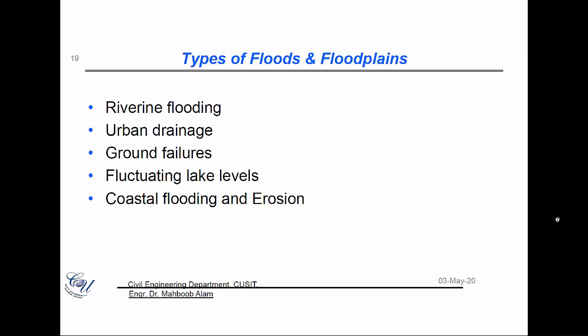Now, it's important to understand the types of floods that are occurring. Usually, we can roughly divide floods into riverine flooding, urban drainage, ground failures, because of which there are floodings, and fluctuating lake levels. The normal lake levels usually would fluctuate if there are, let's say, disturbances in the upstream areas.